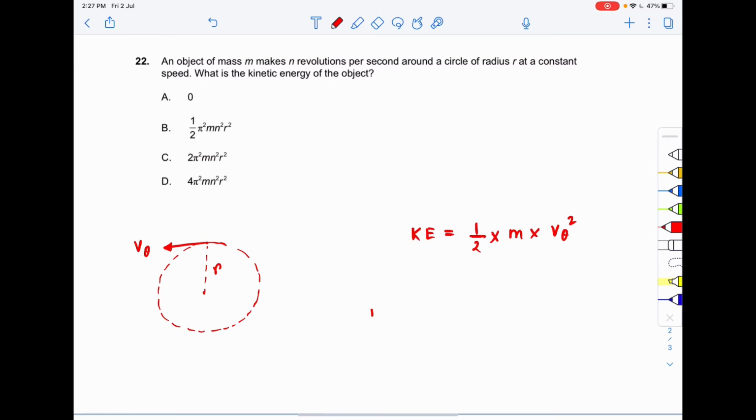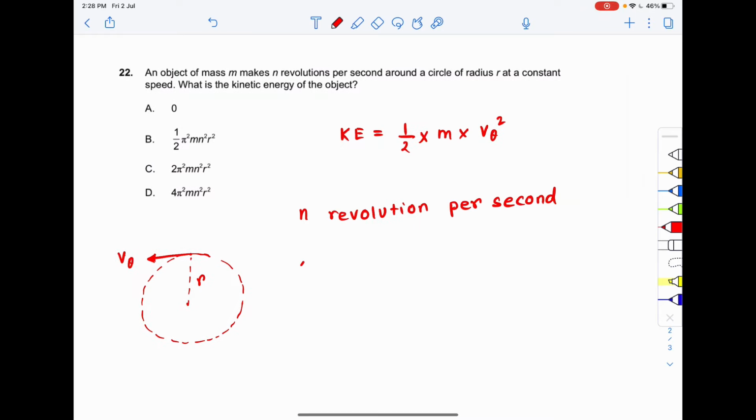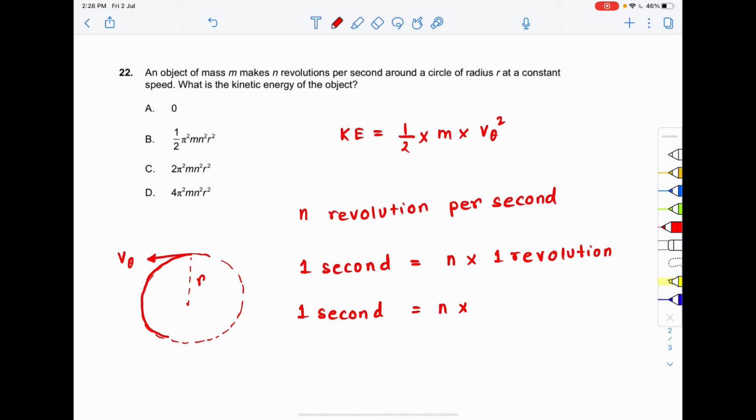So the object is making n revolutions per second. That means in 1 second the particle is traveling how much distance? N revolutions, n into 1 revolution. So I can write in this manner. N into what is 1 revolution? 1 revolution is the entire length that is traveled by the particle. So this will be equal to 2 pi r.